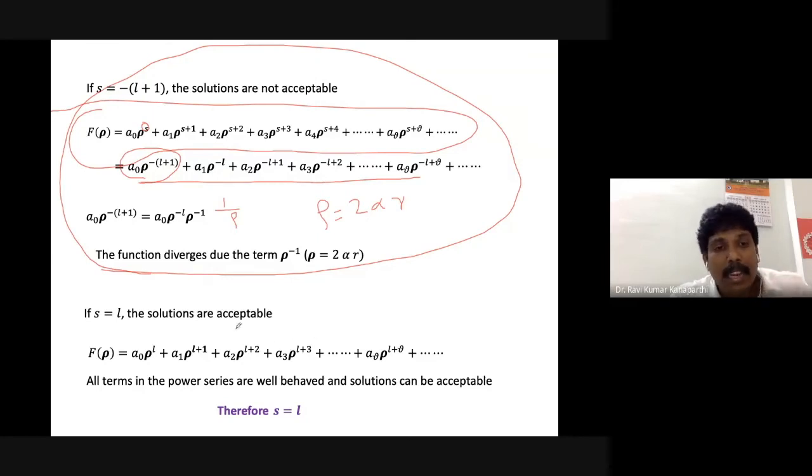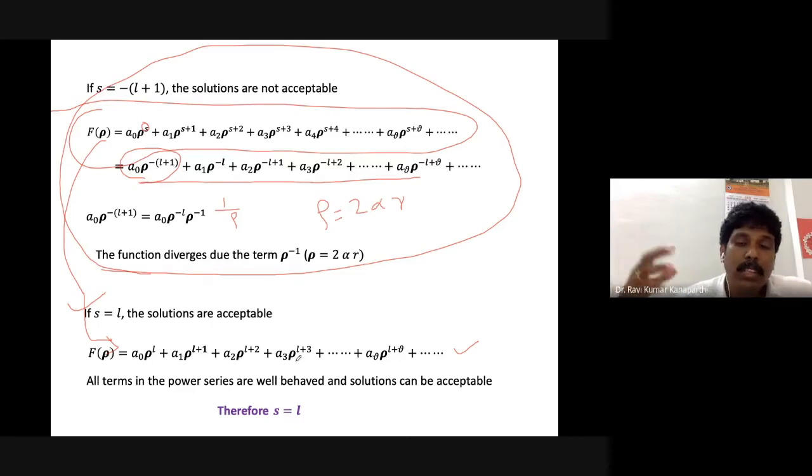On the other hand, if s is equal to L, all these solutions are acceptable, because these terms are well-behaved functions. So if s is equal to L, then wherever there is an s, you can replace it with L, and you will get this. All these terms are well-behaved. If rho is small, then the function value f of rho will be small. If rho is large, then the function will be large, right? So these are said to be well behaved.